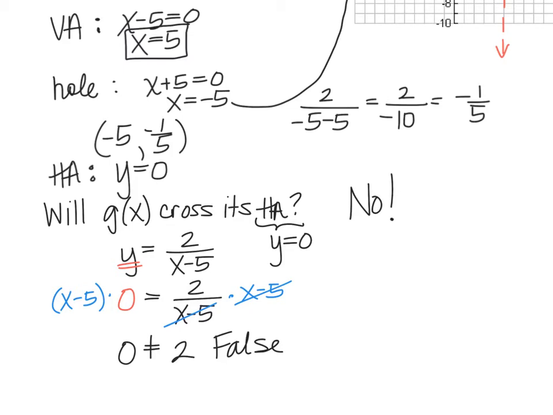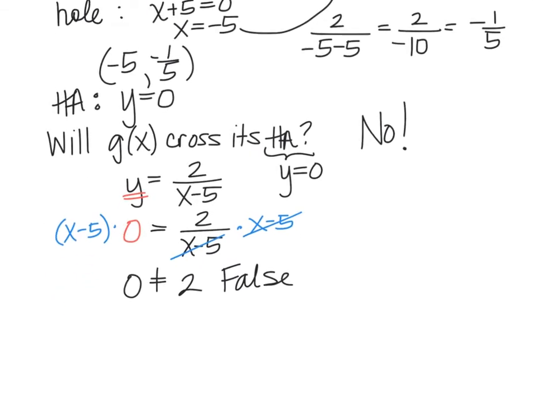Now we don't bother thinking about whether it will cross its vertical asymptote, remember, because that vertical asymptote was a value that caused the function to be undefined. So we can never cross vertical asymptotes. The only asymptotes that potentially could be crossed would be horizontal asymptotes or slant asymptotes, but never vertical asymptotes.